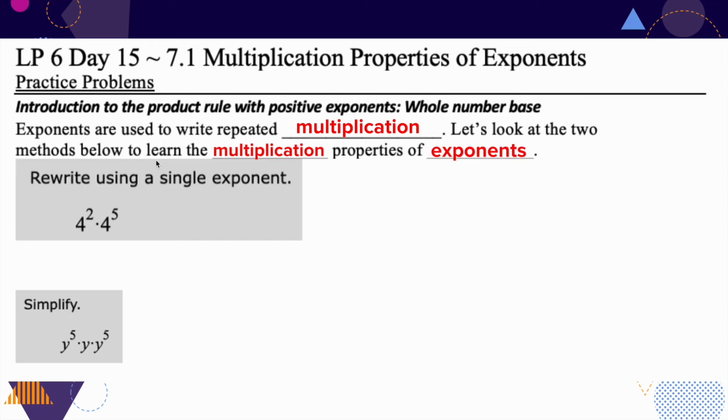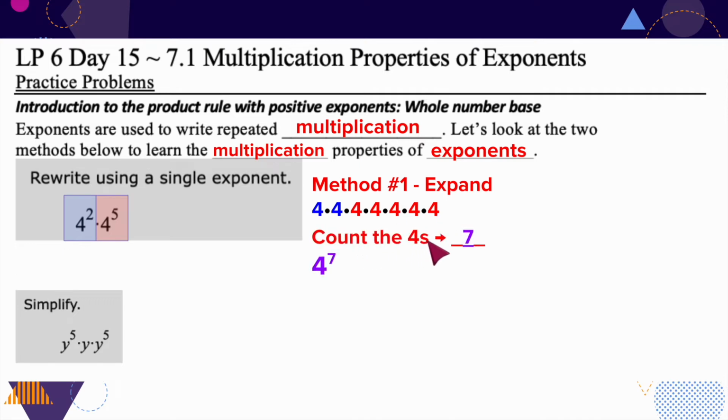So let's look at 2 methods below to learn the multiplication properties of exponents. Now we're going to look at the expanded form, what I was just talking about out loud. We have 4 squared and 4 to the 5th power. If we're looking at the expand method, I can show that 4 squared means 4 times 4, and 4 to the 5th means 4 times 4 times 4 times 4 times 4. They're all being multiplied; there's a multiplication dot between all of them.